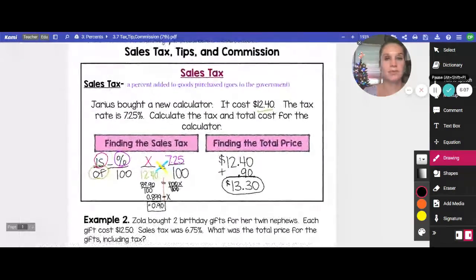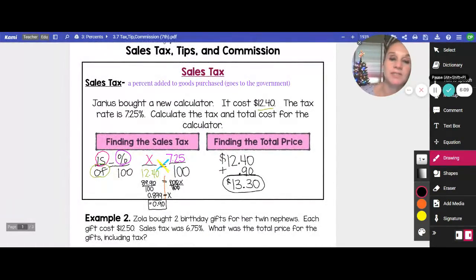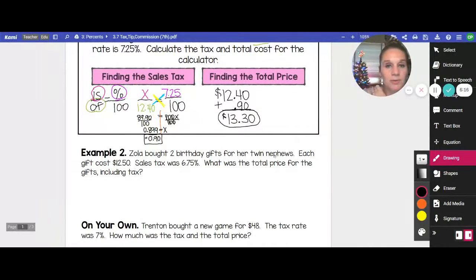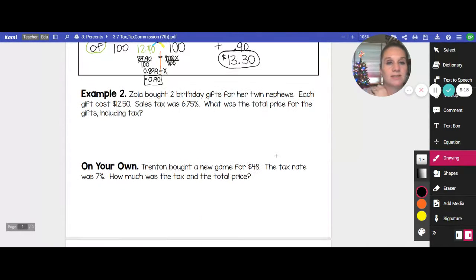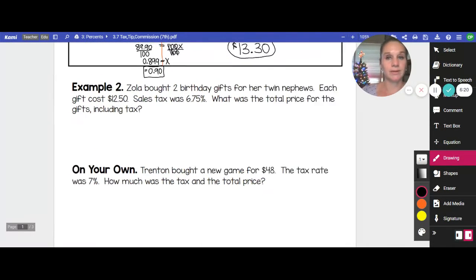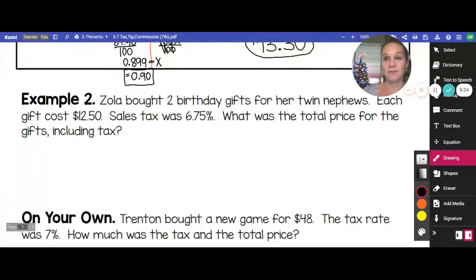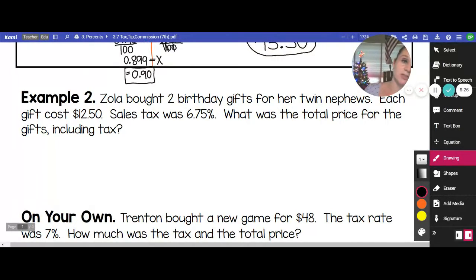So just as a review, remember sales tax is a percent that is added to goods purchased, and that money goes to the government. So let's do an additional example together. In this example, I'm picking on Zola. Zola bought 2 birthday gifts for her twin nephews, and each gift cost $12.50 on its own. The sales tax was 6.75%. What was the absolute total price for the gifts, including the tax?